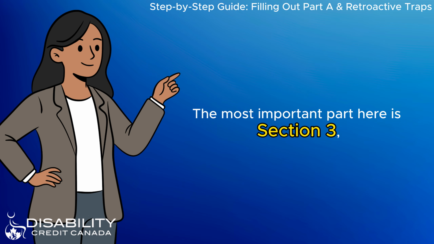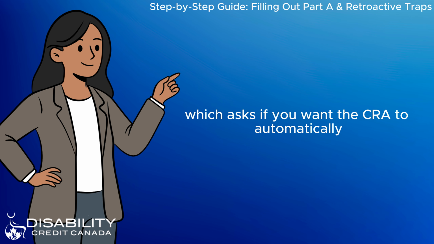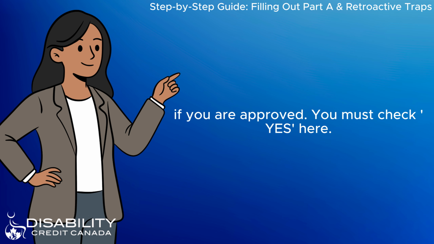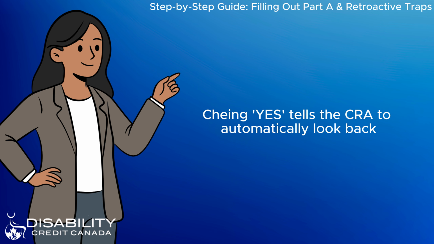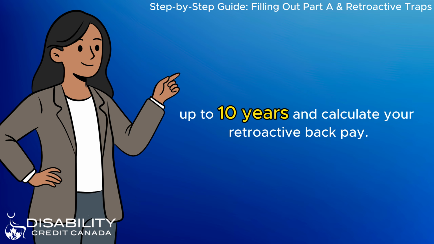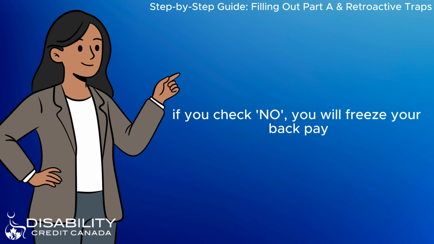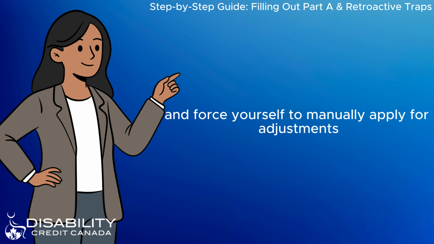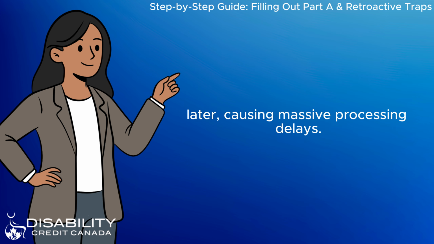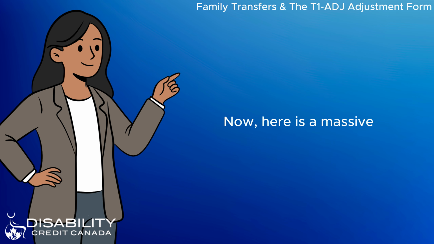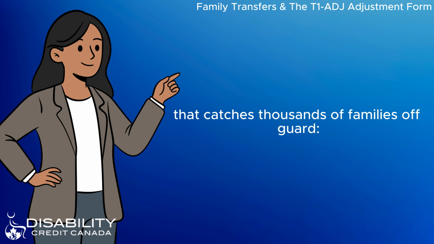The most important part here is Section 3, which asks if you want the CRA to automatically adjust your previous tax returns if you are approved. You must check yes here. Checking yes tells the CRA to automatically look back up to 10 years and calculate your retroactive back pay. If you check no, you will freeze your back pay and force yourself to manually apply for adjustments later, causing massive processing delays.